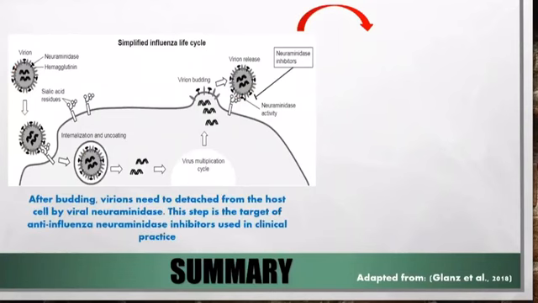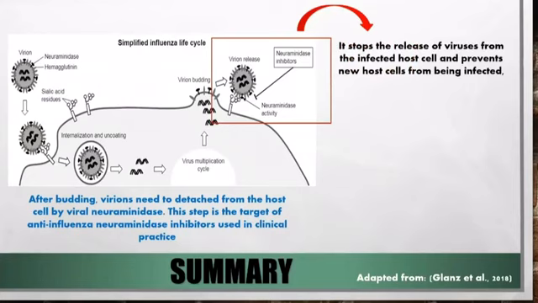As a summary, after budding, virions need to detach from the host cell by viral neuraminidase, which possesses sialidase activity, to cleave off the sialic acid, thus releasing the virion's progenies. This step is the target of the anti-influenza neuraminidase inhibitors that are used in clinical practice. In the presence of neuraminidase inhibitors, the release of viruses from the infected host cells is stopped, which prevents new host cells from being infected.